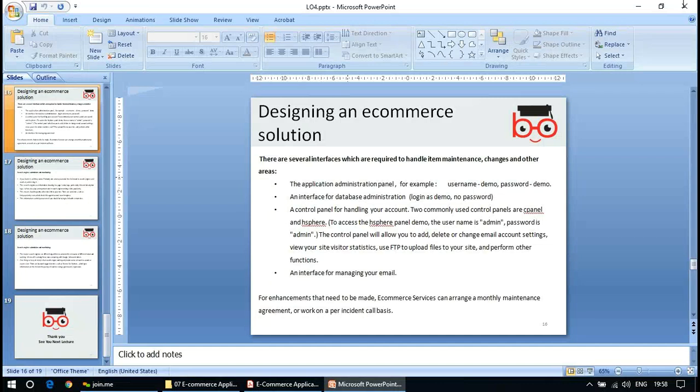Design an e-com solution. There are several interfaces which are required to handle its maintenance, changes, and other areas. So normally an application administration panel should be there. You should be able to administer your website. Admin panel should be there. Then you should have a database administration control panel as well. You must be aware that behind any website there are kind of admin panels, isn't it? Yeah, absolutely.